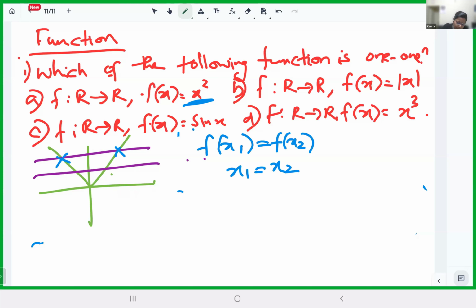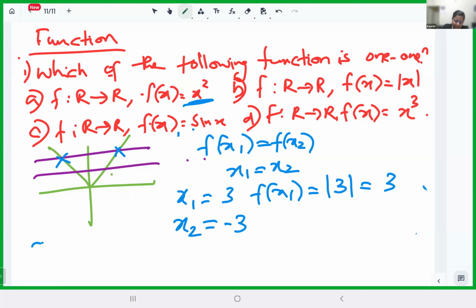Let x1 be 3. So what is f of x1? f of x1 is nothing but modulus of 3, that is equal to 3. Now let x2 be minus 3. What is f of x2? f of x2 is nothing but modulus of minus 3, that is also 3.